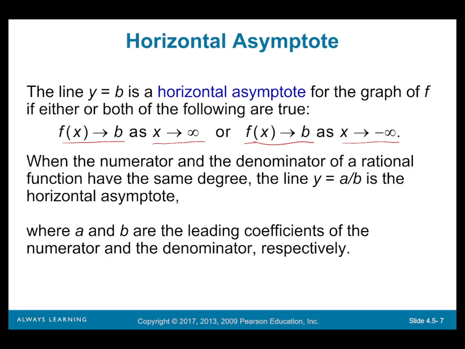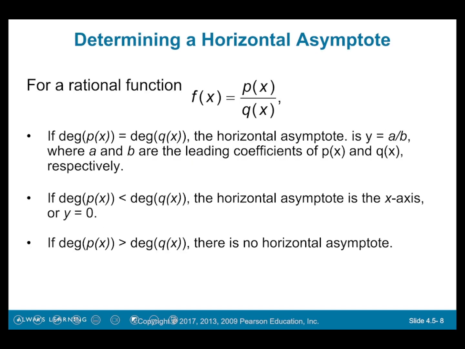We have a pretty easy way of checking for horizontal asymptote. We're just going to look at the numerator and the denominator of our rational function and look if they have the same degree. If they do, then we just take a over b as our asymptote, where a is the leading coefficient of p of x and b is the leading coefficient of our denominator q of x.